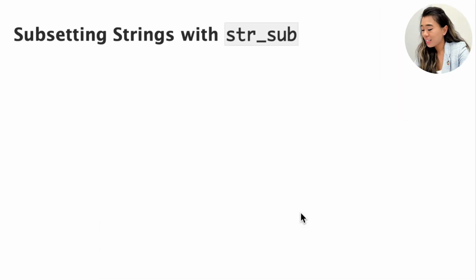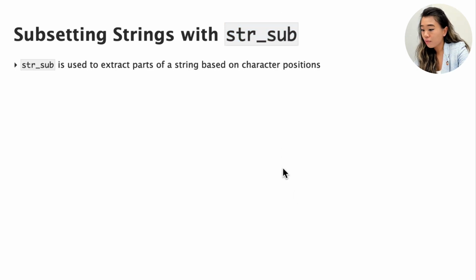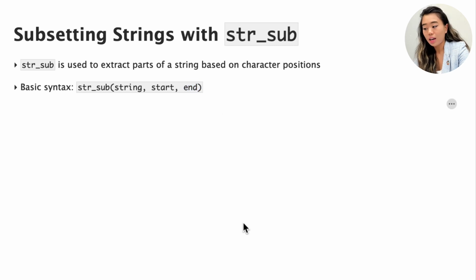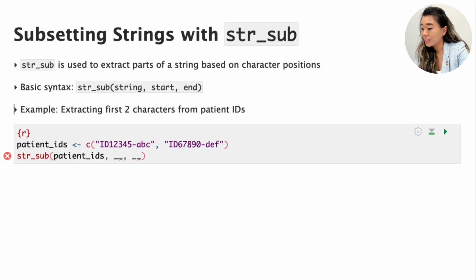Finally, a last function that you should be familiar with is the string subfunction. Now, the string subfunction allows you to extract parts of a string based on character positions. The basic syntax for the string subfunction is first the string, the start and end position of the strings that you would like to extract. If it doesn't make sense at this point, that's okay, don't worry. Let's look at it using an example.